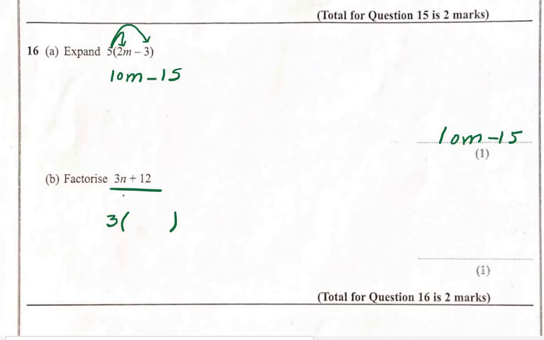So now I got 3 outside. What number do I times by to get 3? I times by 1, so it's going to be 1 here, plus, here. What number do I times by 3 to get 12? It is 4. You can check as well: when you times, you must get 3n and 12. So the answer is going to be 3n plus 4. We don't need to write the 1, because 1 times any other number is the same answer.